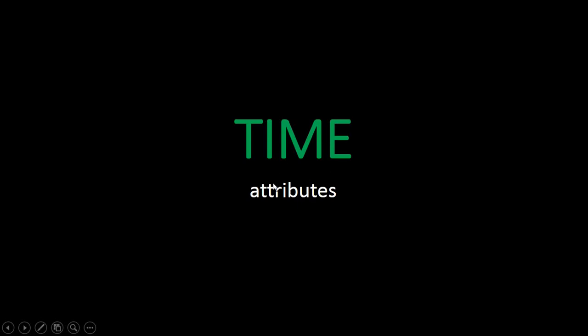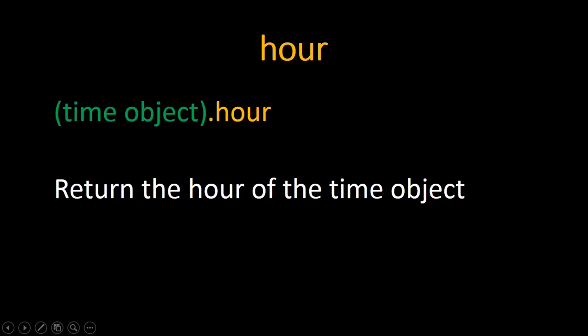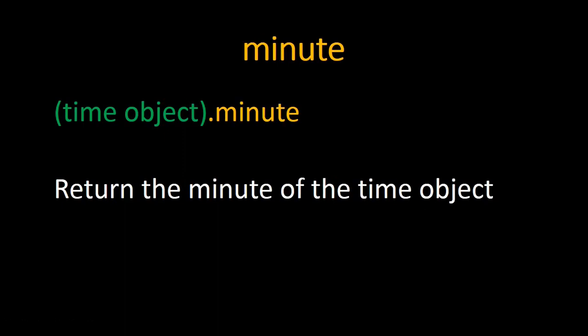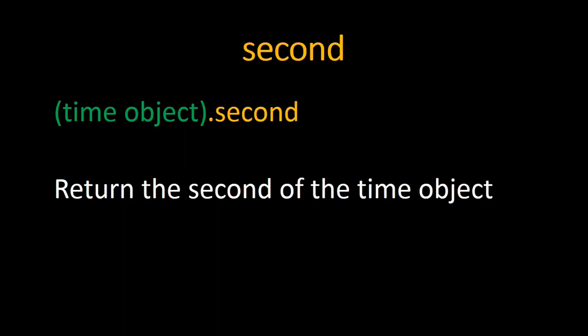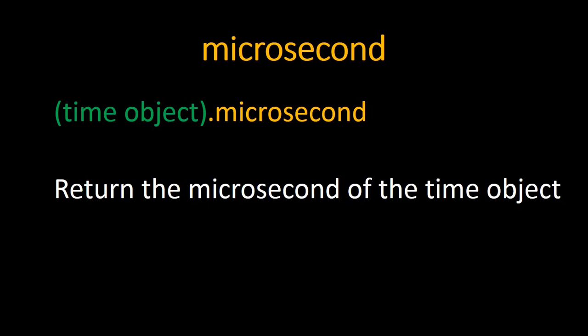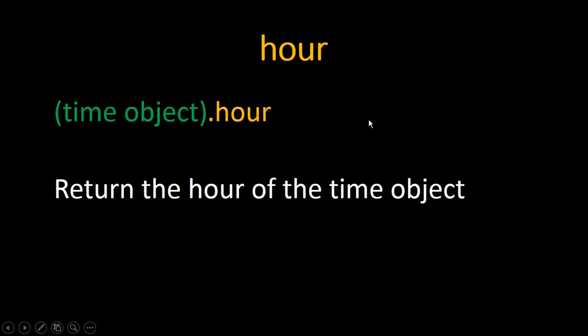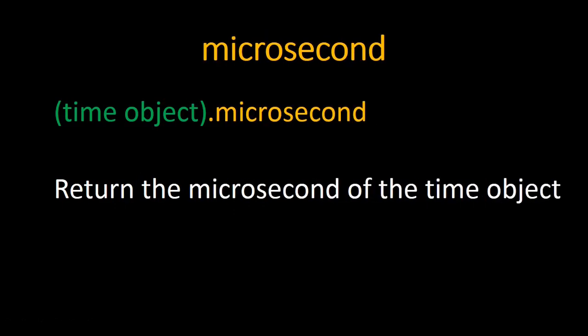And now we have the attributes for the time object. First one, as you expect, is the hour, which returns the hour of the time object, the minute, which returns the minute of the time object, the second, and the microsecond. And remember, here you don't put an S in any of them, just hour, minute, second, and microsecond.